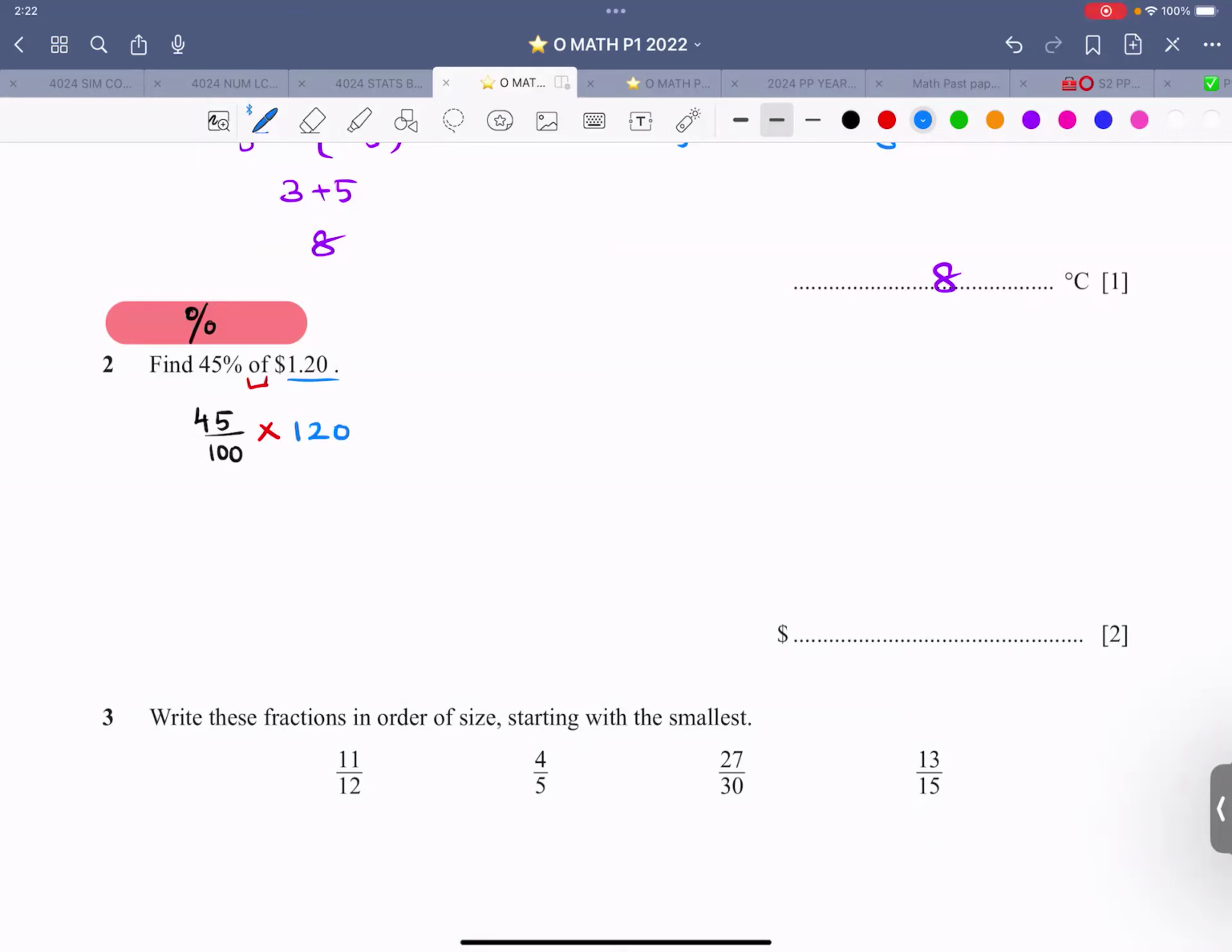So let me start with the cancellation. The 0 cancels with the 0. And then I can do the cancellation with 5. 5 9s are 45. 5 2s are 10. And then 2 1s are 2. 2 6s are 12. So 6 into 9 is 45. That is 45 cents. And since the answer has to be given in dollars, that is $0.45. That is the answer.